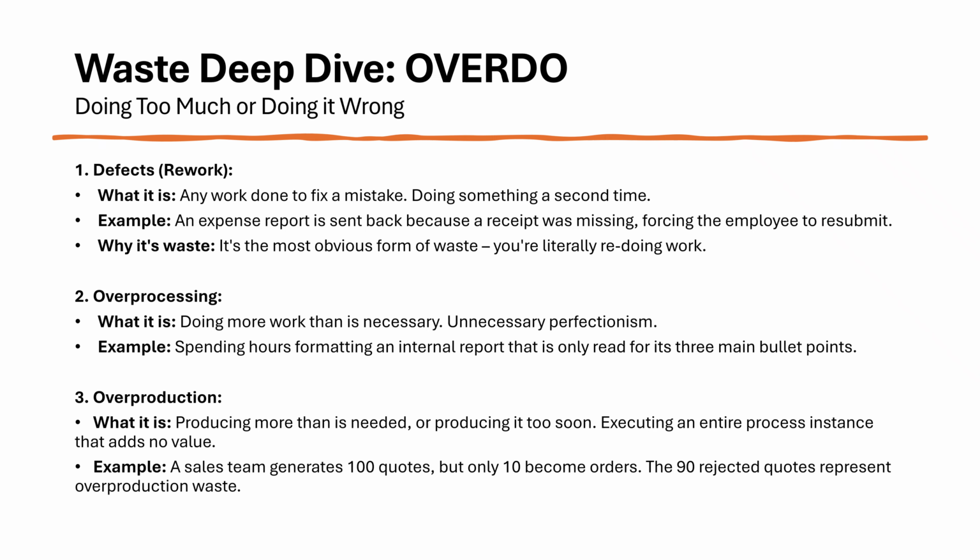Overprocessing is unnecessary perfectionism, doing more work than is necessary for the outcome. For example, spending hours formatting an internal report when the manager only reads the three main bullet points. And overproduction is producing work that doesn't add value upon completion. The textbook highlights the case of a sales team that generates 100 quotes, but only 10 become orders. Those 90 rejected quotes represent wasted effort and resources, or overproduction.